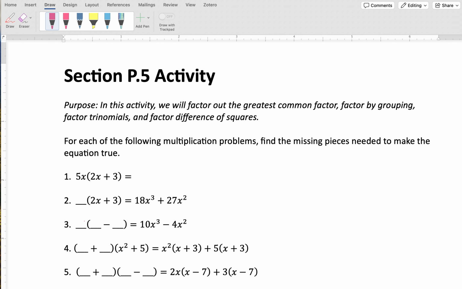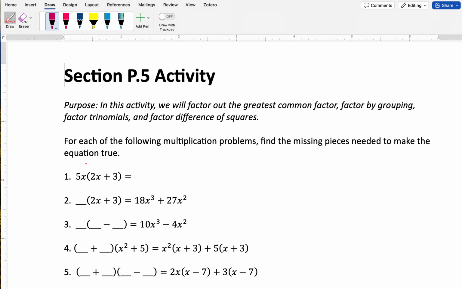In this video for section P5, we're going to talk about some different factoring types. These include factoring out the greatest common factor, factoring by grouping, factoring trinomials, and difference of squares. So our instructions are to find the missing pieces needed to make the equation true. So let's look at number 1.